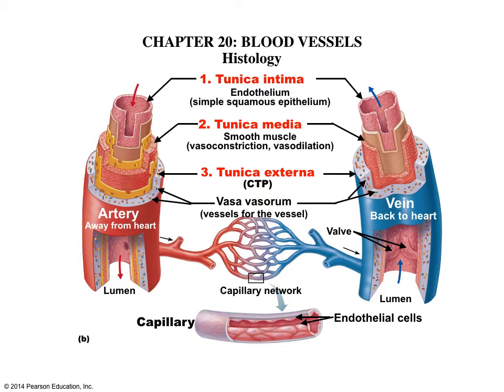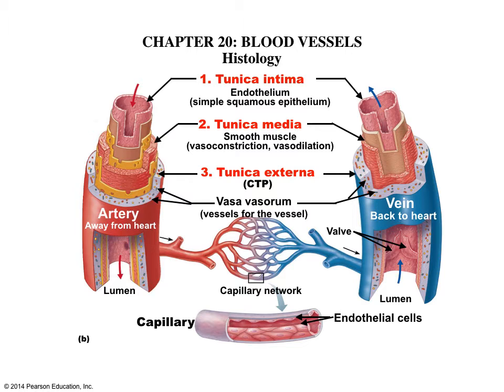From the lumen out, the histology of blood vessels includes the tunica intima, the endothelial lining structure; the tunica media, containing smooth muscle that achieves vasoconstriction and dilation; and the tunica externa, a connective tissue layer in thicker blood vessels, including arteries and veins. The tunica externa will contain vasa vasorum, a built-in blood supply for the vessel itself.